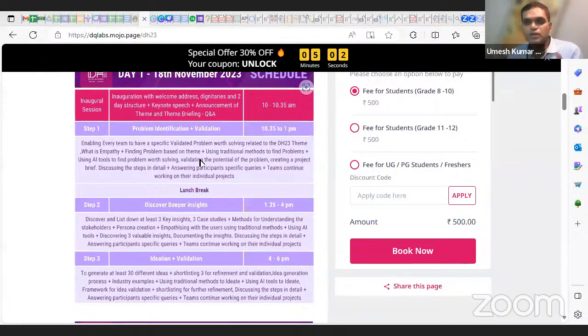So there will be small keynote speeches by eminent designers, not spanning more than 5 minutes per designer. Maybe 3, 4 designers may talk about the event and the importance of empathy, design thinking, and AI. But primarily, the inauguration is meant to announce the theme. In fact, the Design Hackathon 2023 is the 5th edition. This is the 5th time we are organizing.